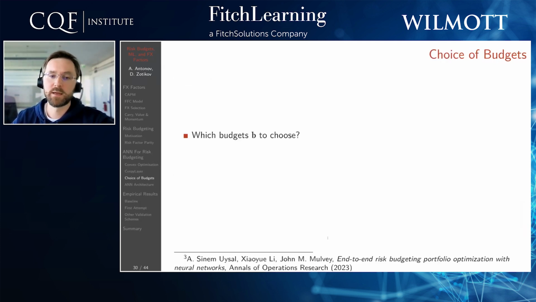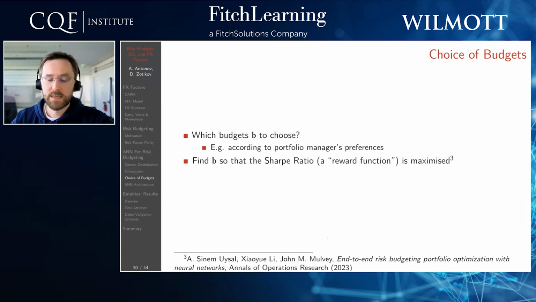Now, making one step back, we're looking at the problem of choosing the budget. So which budgets do we choose when doing risk budgeting? One option would be to set them all equal. That would give you what people call equal risk contribution portfolio. Or you could set the budgets according to portfolio manager's preferences. Or, and that's the idea we explore, we seek to find budgets so that the resulting portfolio maximizes a reward function, for instance, a Sharpe ratio.